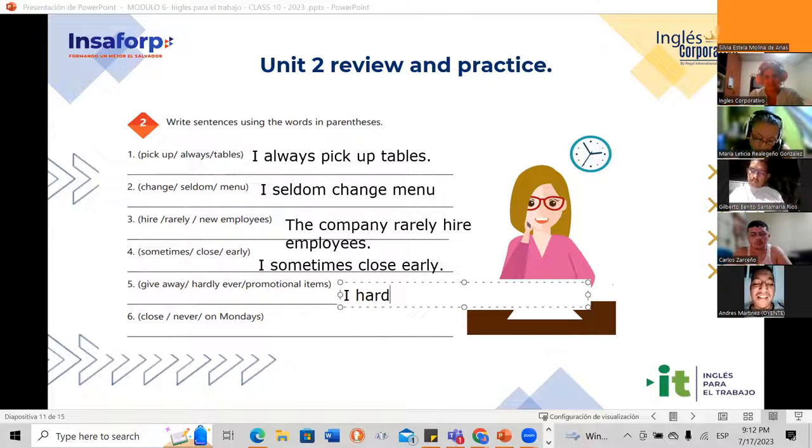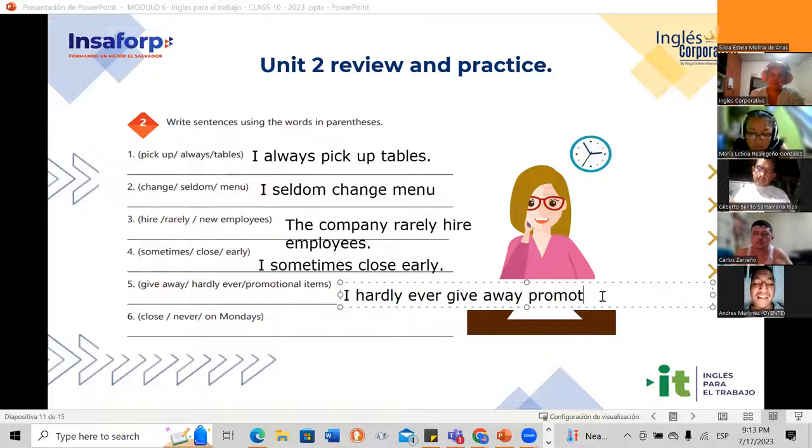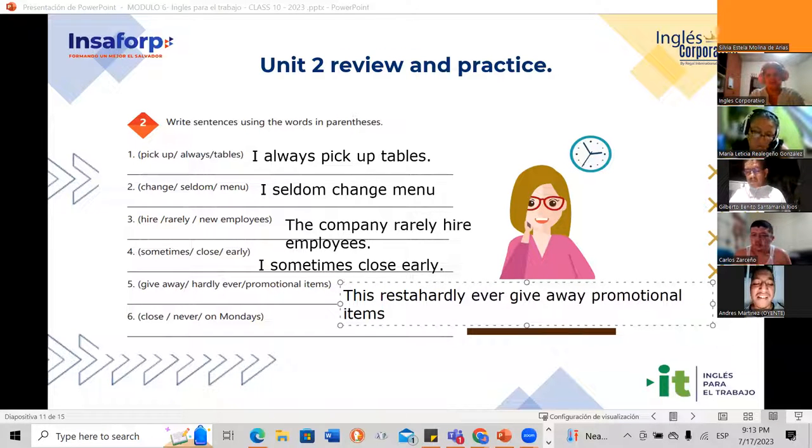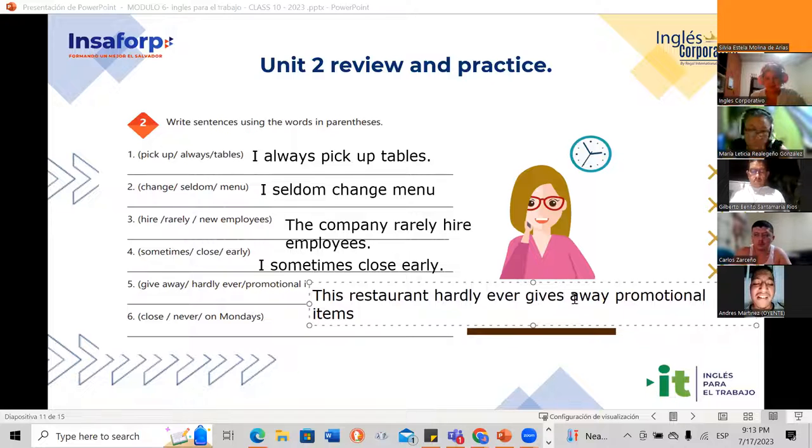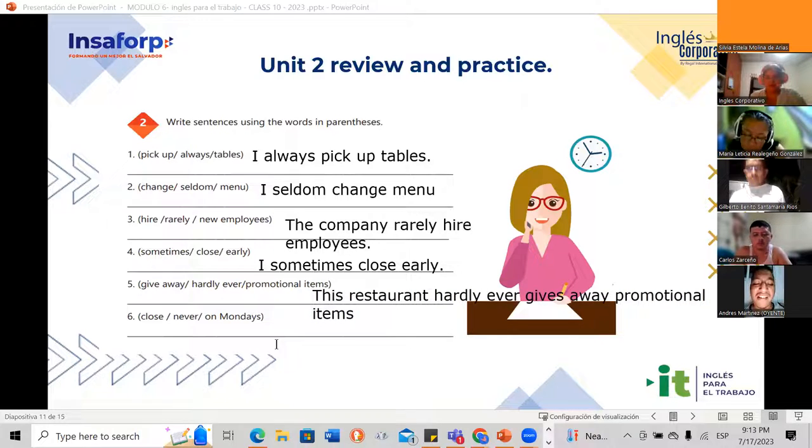I hardly ever give away promotional items. Also, it could be here: restaurant. Hardly ever give away promotional items, because we're talking about the restaurants. We add letter S here, okay? Okay, good. Number six.